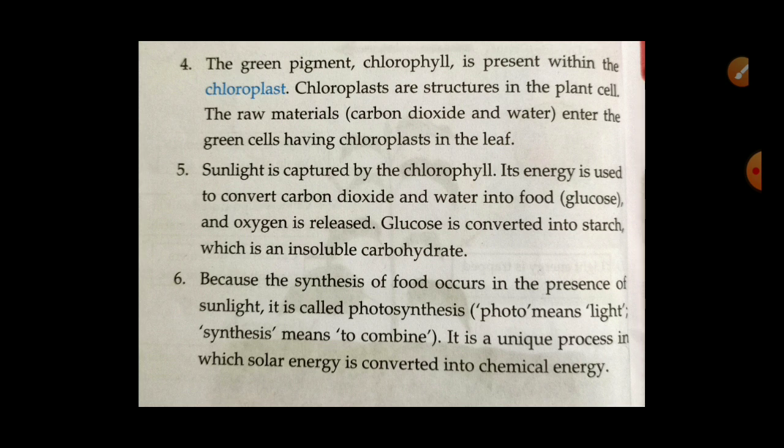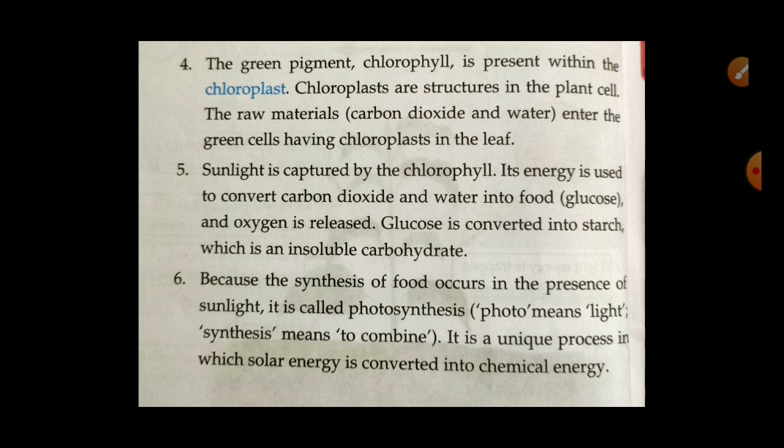In the next point, the fifth point, sunlight is captured by the chlorophyll, and sunlight is the solar energy which will convert the carbon dioxide and water into food, in the form of glucose. Beside this glucose, oxygen is also released. Afterward, glucose is converted into starch, and starch is an insoluble carbohydrate.